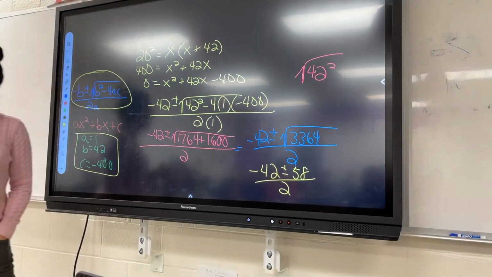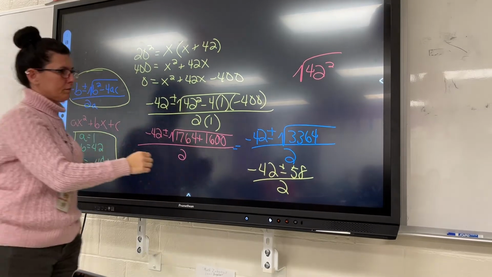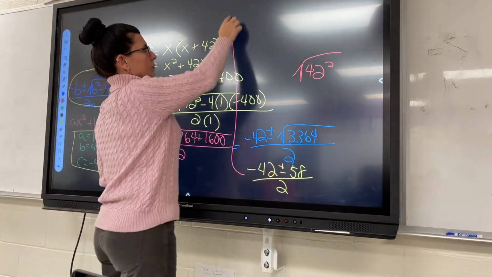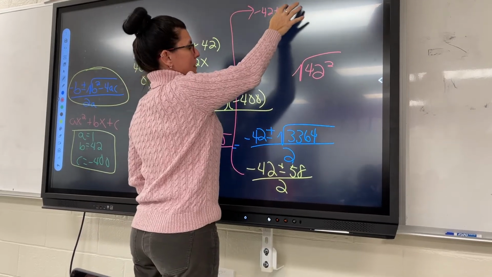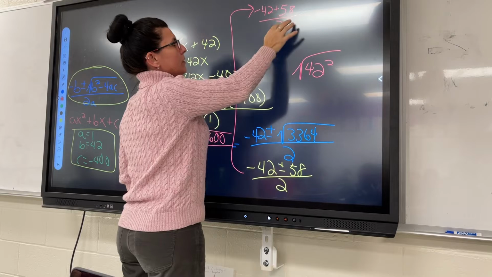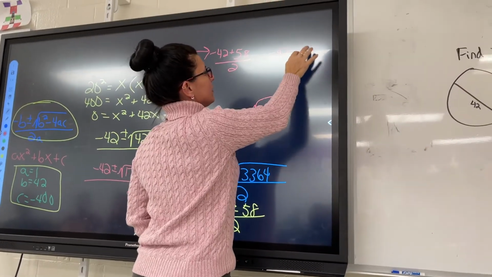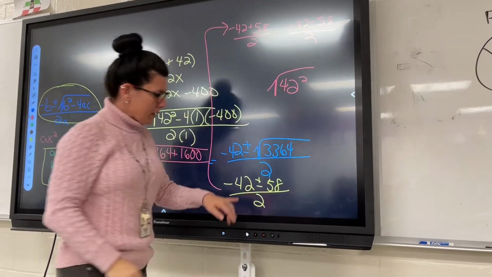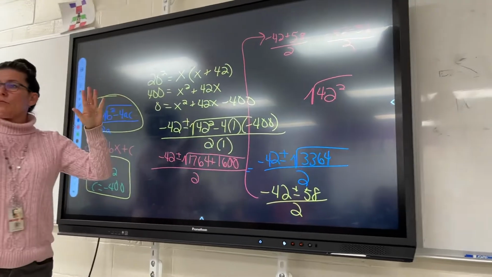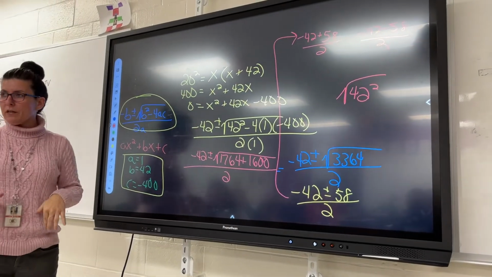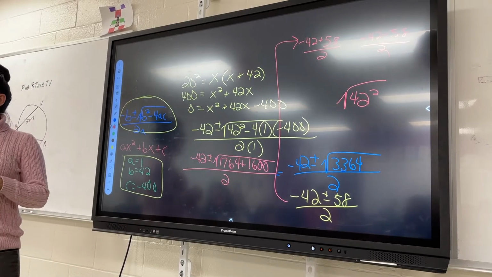So at this point, I'm going to do two problems. Let me write it up here. I'm going to do negative 42 plus 58 divided by 2. And I'm going to do negative 42 minus 58 divided by 2. That's what that plus or minus means. You have two separate answers. Remember, when you're factoring, you typically get two separate answers. When you're looking at the graph, you'll see two separate places where it crosses the x-axis.